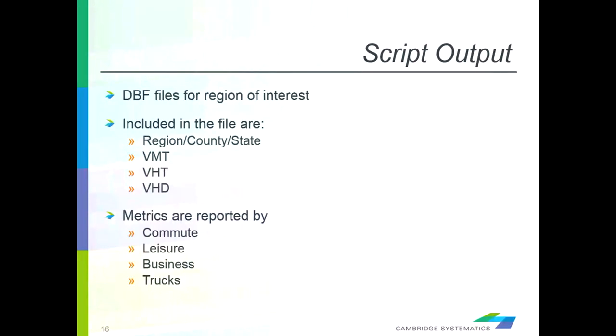So you run that, and then the script gets run, and the outputs are a series of DBF files that consist of rows that have the region that is being reported, and then the VMT, the VHT, and the delay, VHD, for each region. And then the auto trips are further divided into the commute, leisure, and business. And then the shift model reports trucks separately. So we just pull those numbers separately.